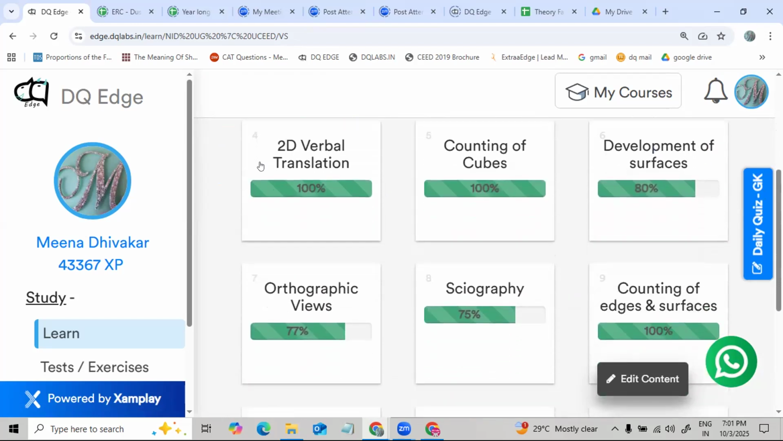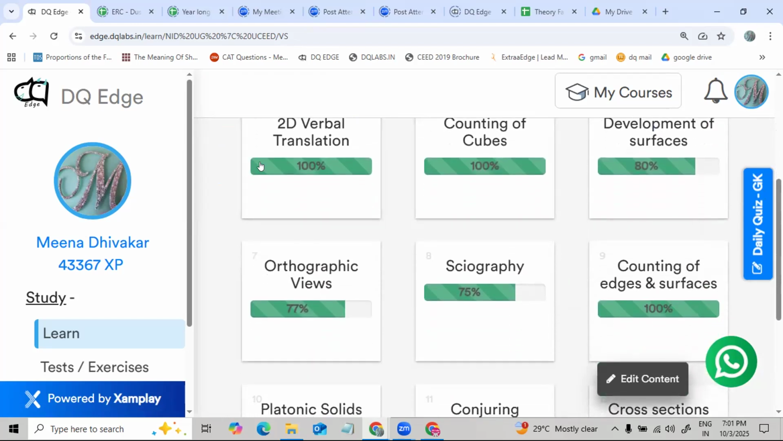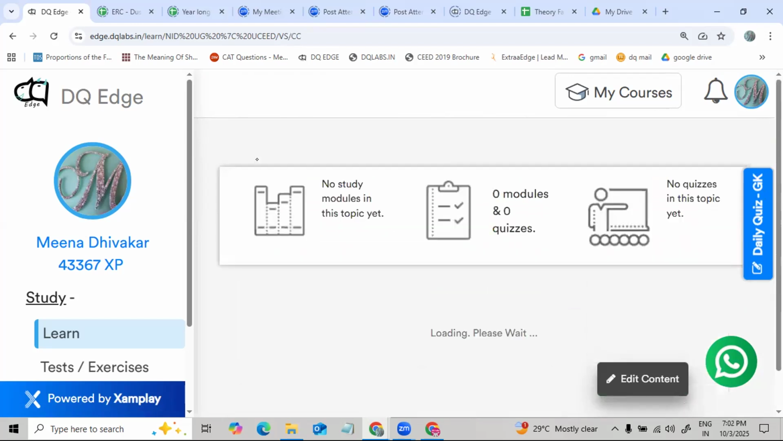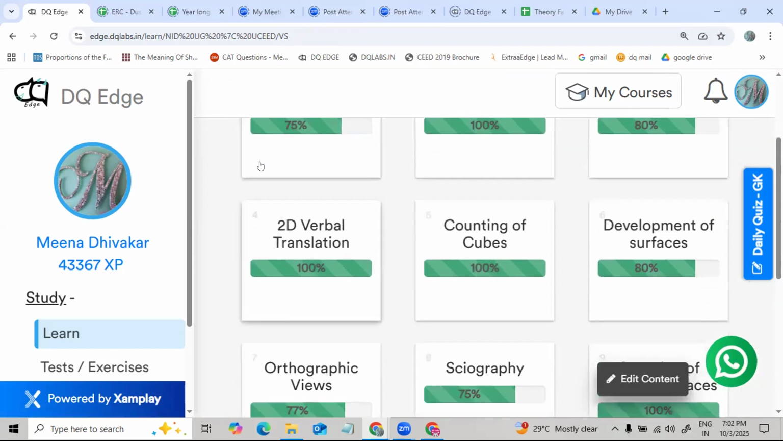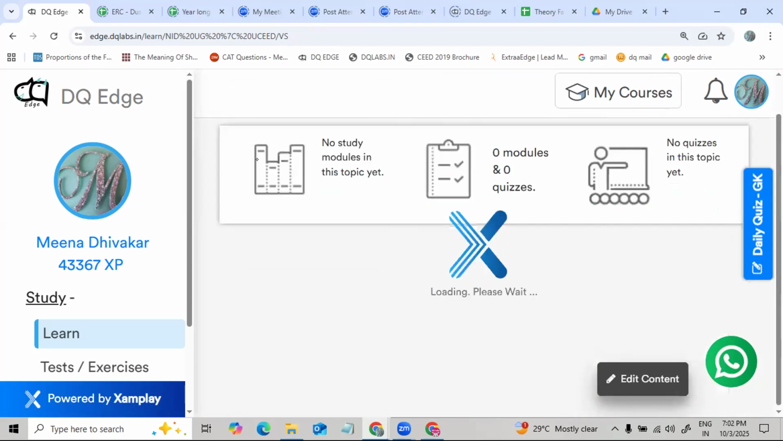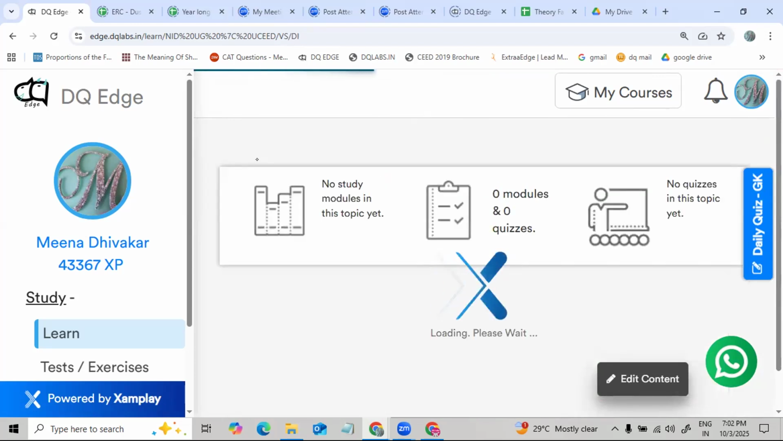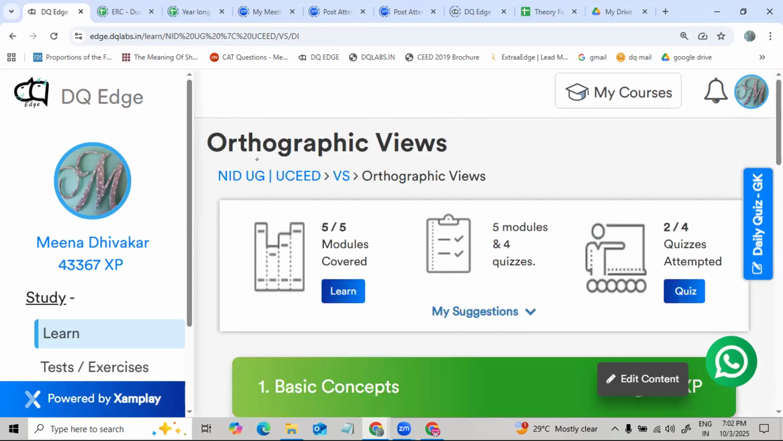Okay. I'll come to the counting of cubes now, or else we'll do counting later. I'll finish the orthographic view first, which is very, very important. Orthographic view is a very important topic. It's a view.